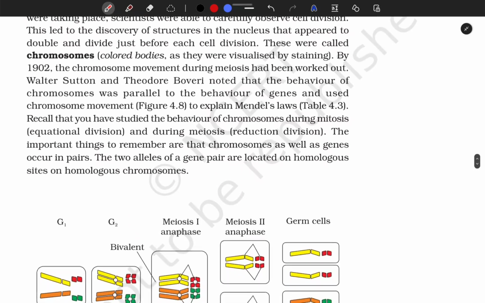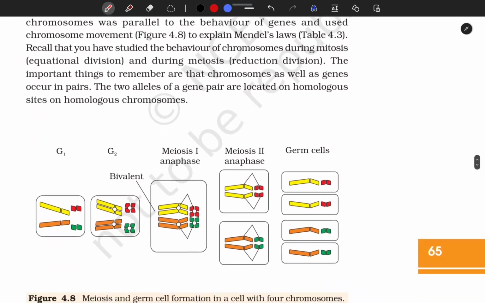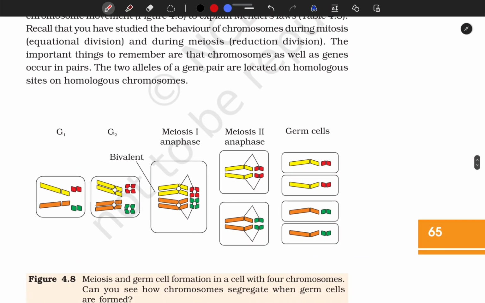By 1902, the chromosome movement during meiosis had been worked out. Walter Sutton and Theodor Boveri noted that the behavior of chromosomes was parallel to the behavior of genes and used chromosome movement to explain Mendel's laws. Recall that you have studied the behavior of chromosomes during mitosis, that is equational division, and during meiosis, that is reduction division. The important thing to remember is that chromosomes as well as genes occur in pairs.